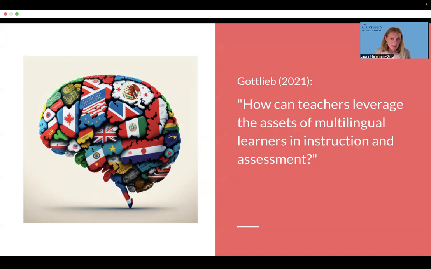And I want you to sit with this and think about it as you read the chapter and article for this section, and think about your own practice or future practice, how you might approach assessment from a more multilingual or heteroglossic perspective.